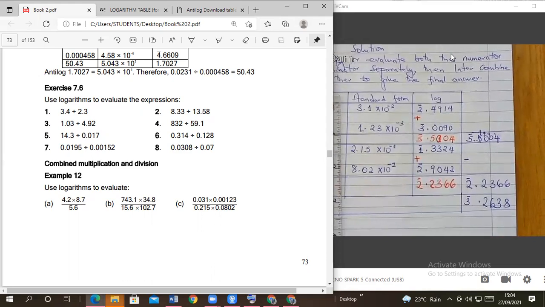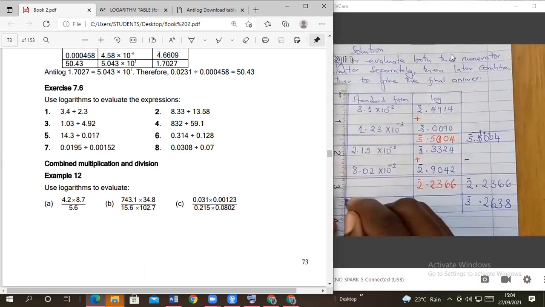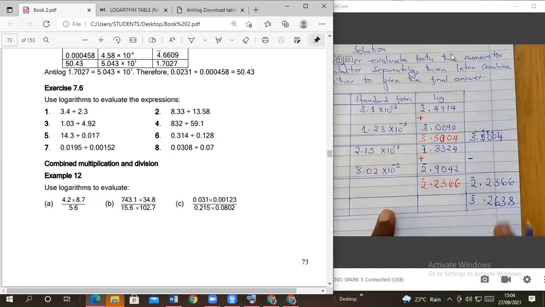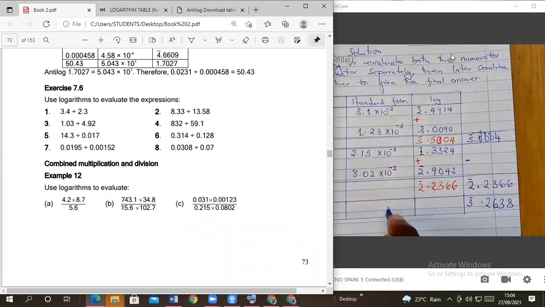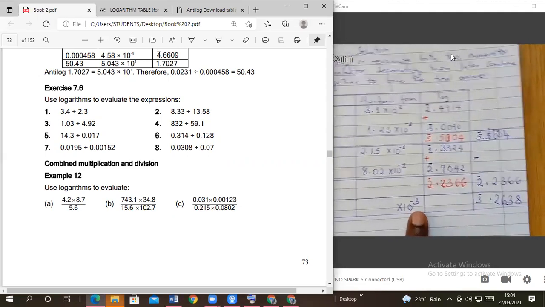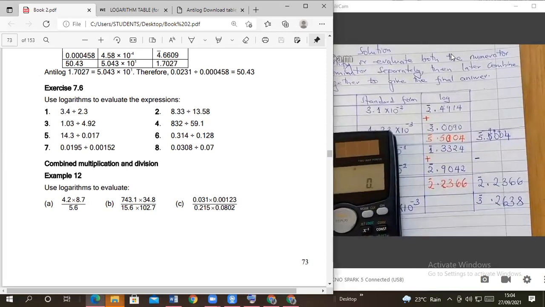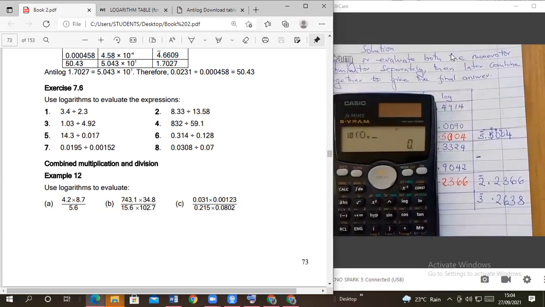Now I jump up to here because now this is the logarithm. So I jump up to the standard form. What is our characteristic from here? Negative 3. So which means I will write times 10 to the power negative 3. Then we get the antilog of shift antilog of 0.